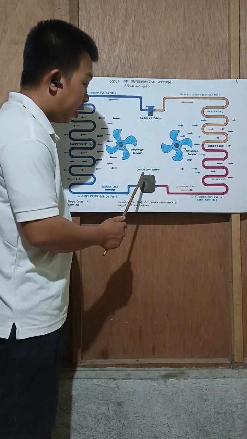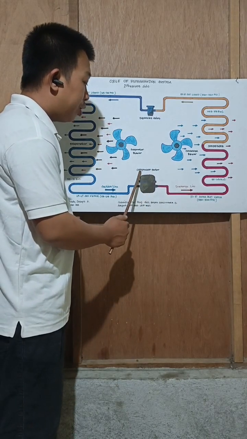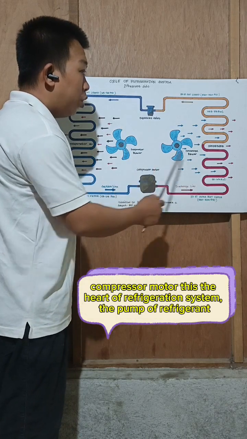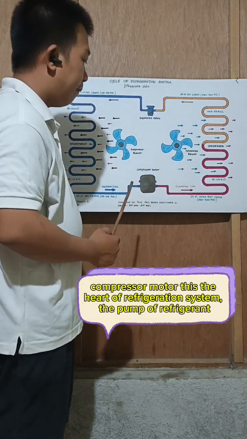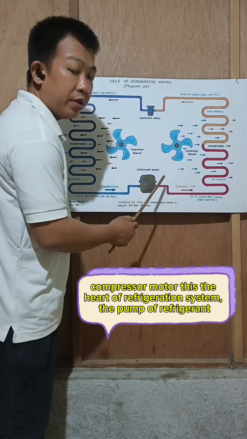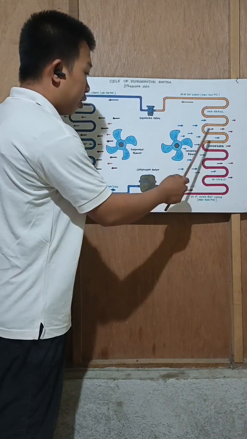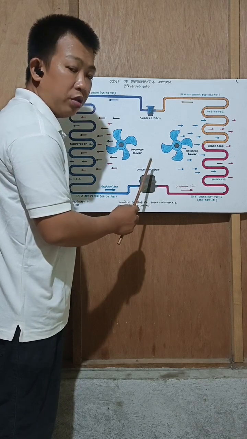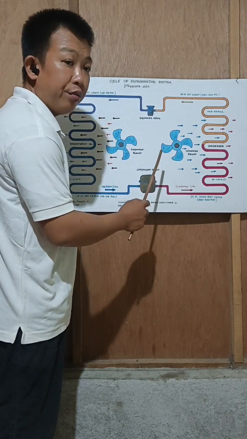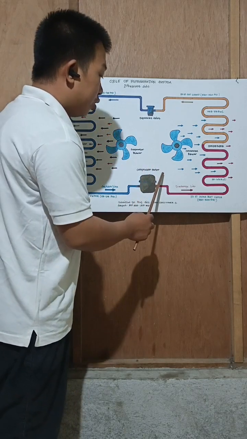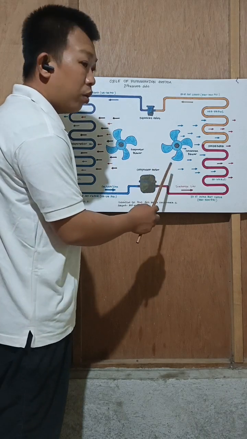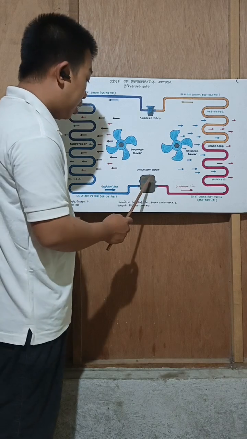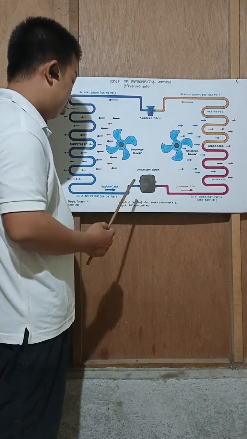So we start from here, from the compressor. The compressor motor is the heart of the whole refrigeration system. It serves as a pump of the refrigerant. Here in the compressor motor, they use a different range of voltage, 115 volts to 230 volts. So the cycle begins here in the compressor motor.